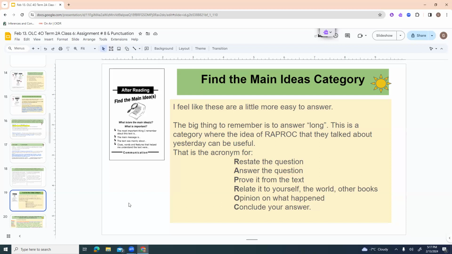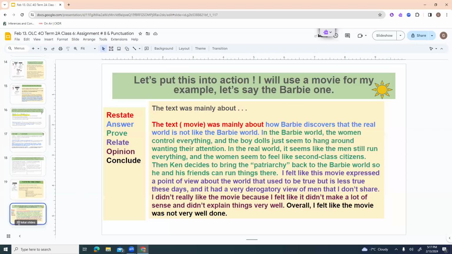So I'm going to look at the sentence prompts and then we're going to try one and I'll show you what I mean. So one is, the most important thing I remember about this text is. The main message is. The text was mainly about. Clues, words, and features that helped me understand the text were. And you would fill in those blanks, or pick one and fill in the blank. So let's put this into action. I'm going to use a movie for an example. Let's say the Barbie one.